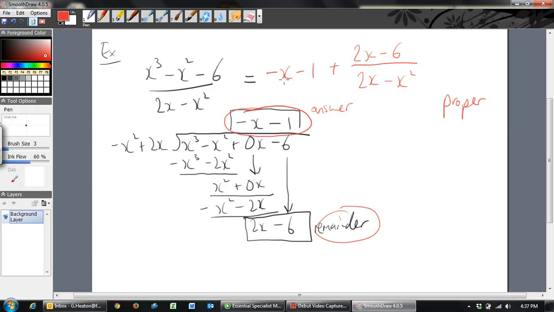And so I've got this stuff out the front, which is nice and easy to deal with. And then here you've got a degree of 1 at the top, and you've got a degree of 2. So this is now proper. This is very good. And so that's how you deal with improper fractions with algebra. So get good at that. Get good at doing long division. It's actually a really useful thing. I think long division is a waste of time with numbers, but with algebra it's really useful.